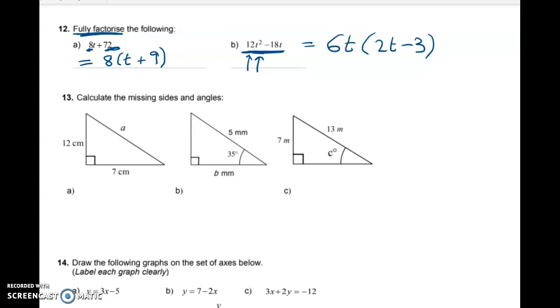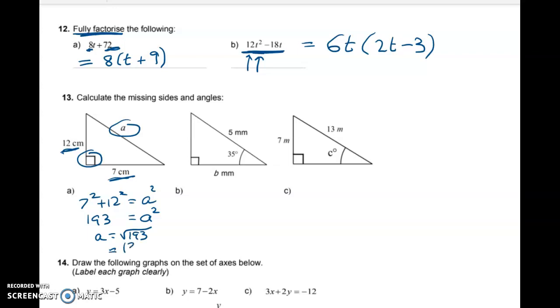Okay, the first one here is Pythagoras, right? It's Pythagoras because I've got 2 sides and I have to find a third side, and I've got a right angle triangle. So we have 7 squared plus 12 squared equals a squared. I would have called it x squared, but there you go. That gives me 49 plus 144 is equal to a squared. So what's 49 plus 144? That's 193. So a is equal to the square root of 193, and that equals 13.9 centimetres going to 1 decimal place.